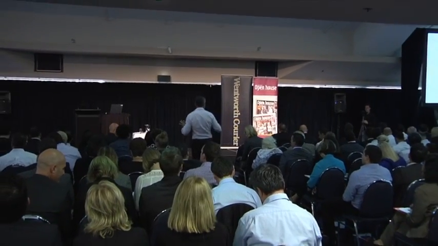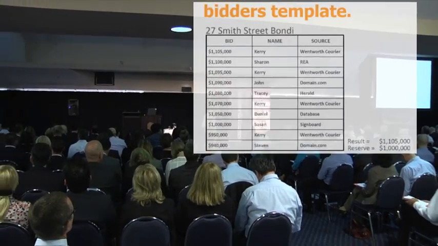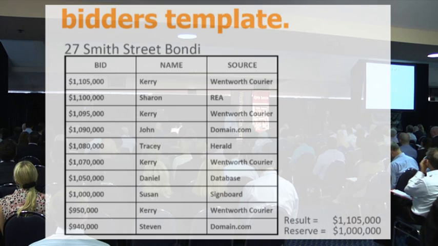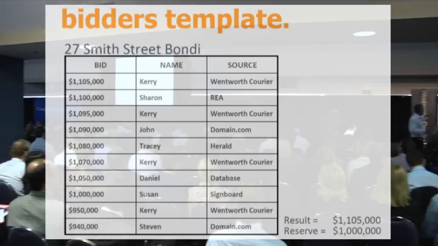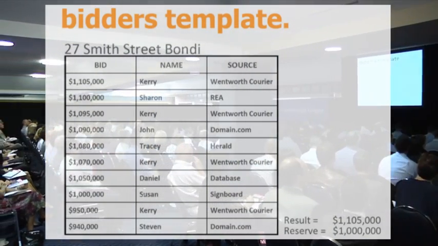And you say, Mr. and Mrs. Vendor, let me just actually show you a few case studies. Now let's talk about 27 Smith Street, Bondi. That went to auction. It had a reserve of $1 million. The first bid came in at $940,000 from Stephen. Then we had a bid of $950,000 from Kerry. Then it went to Susan at $1 million. Then it went to Daniel at $1,050,000, and the bidding kept going. And then we sold it for $1,105,000.